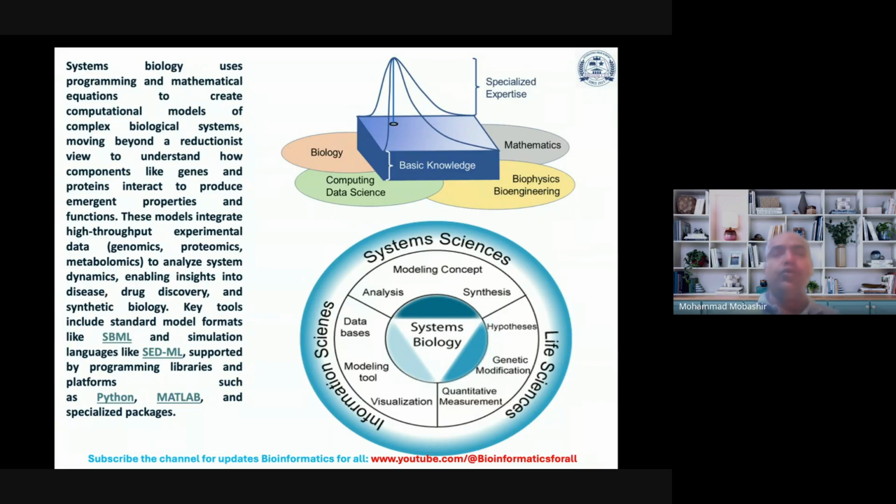Key tools which were previously used, for example, SBML, simulation languages, supported by programming libraries and platforms such as MATLAB, Python, and some more specialized packages. The figure on the right side represents that basic knowledge of biology, computational data science, mathematics, biophysics, and bioengineering are required. And then you will be much more comfortable in systems biology.